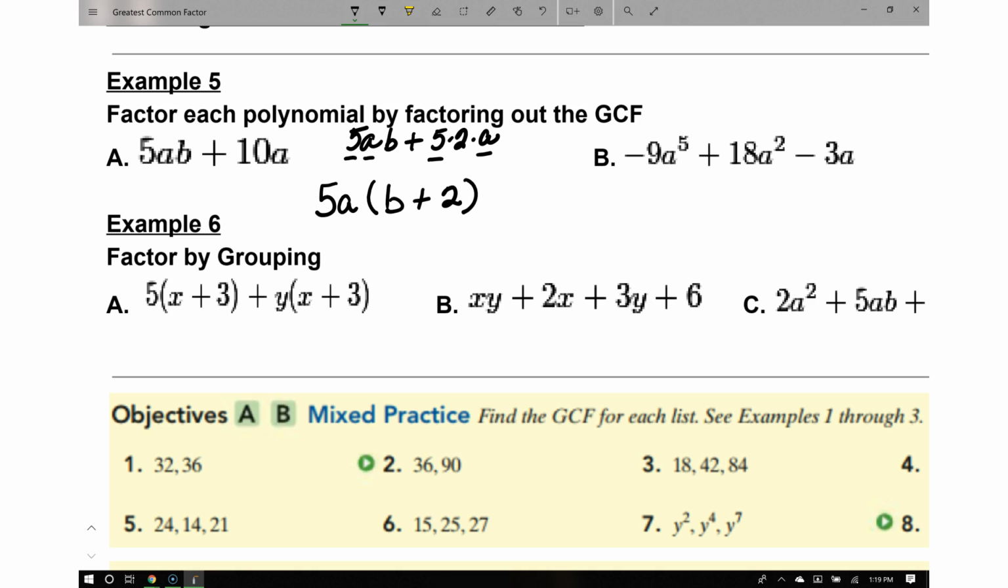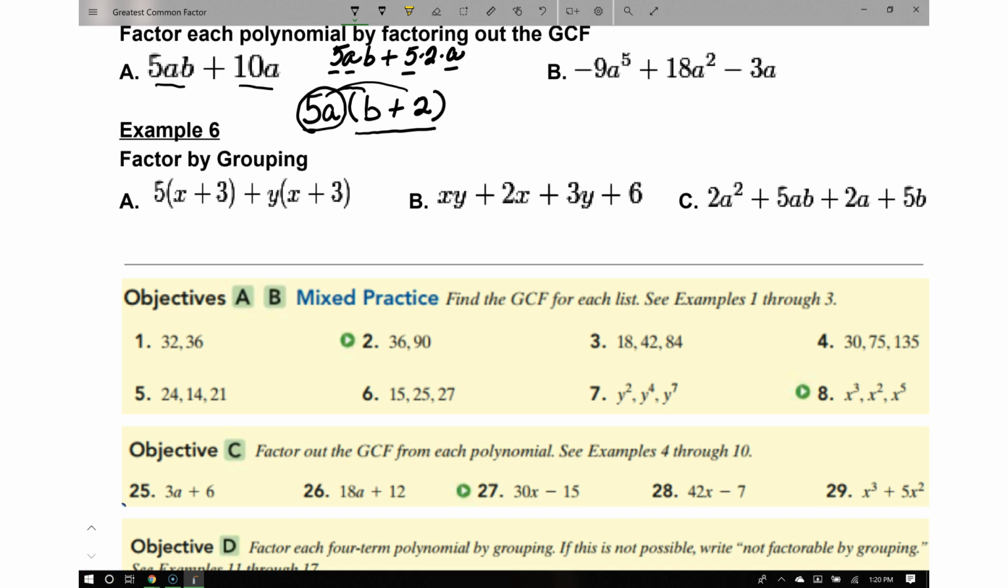If you wanted to check, you would apply the distributive property. We have 5a times b, which gives you 5ab. And then we have 5a times 2, which gives us 10a. So what we did there is we factored the greatest common factor, which was 5a, and we placed it to the side, and we had a parentheses that was left when we factored 5a, which is going to be b plus 2.